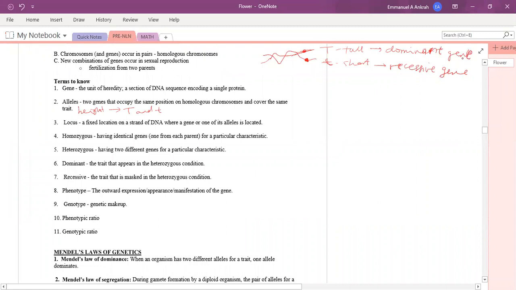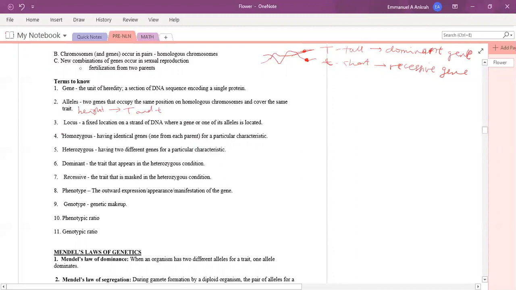Dominant and recessive genes. Okay. Now the dominant gene is a gene which will always show itself in the person. It always shows itself. So it's dominant, the trait that appears in the heterozygous condition. I'll explain what heterozygous means. And then a recessive gene is a gene which is suppressed. It will only show itself if it is the only gene present. Otherwise, it will be suppressed.